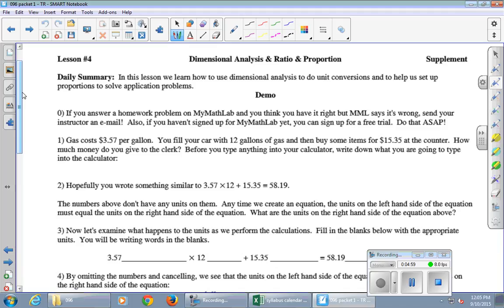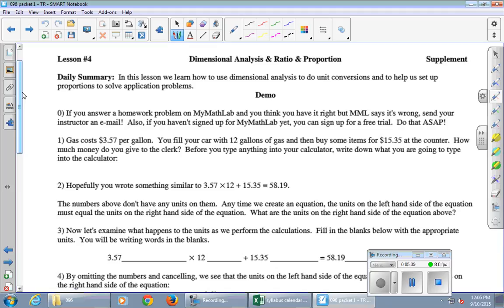Okay, number 1. Brandine, could you read 1? Gas costs $3. All right, let's pause right there. So $3.57 a gallon for 12 gallons, and then another $15.35 for other stuff. Taking a look at number 2, do you buy this is the right calculation to do? $3.57 times the 12 gallons that we bought, and then we add the $15.35, and you can check the calculation later if you want. So $58.19 is the total bill.